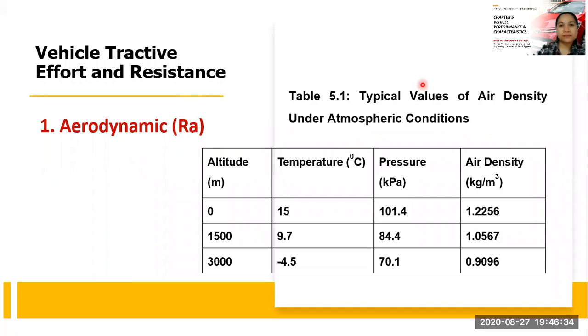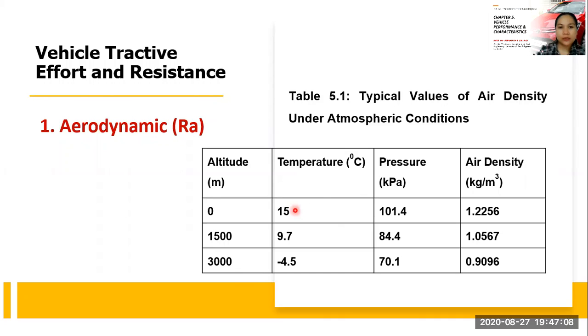For the density, rho, we have Table 5.1 here, which shows the typical values of the air density under atmospheric conditions. Notice here that you have the altitude from a level or ground level road, to a road at a higher altitude, 1,500 meters, to a higher altitude of 3,000 meters.